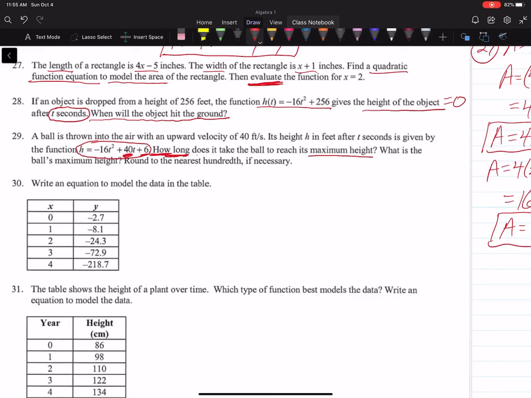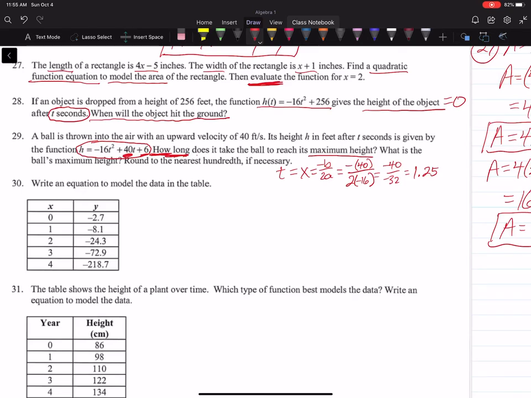Okay, we found lots of vertices on this test. So, same thing. X equals negative b over 2a. Now, understand, in this problem, t is x. T was x in 28 as well. We usually use x and y. This one we're using h and t. So t is x and h is y in this problem. So negative b over 2 times a. B is 40. A is negative 16. So that's negative 40 over negative 32. And 40 divided by 32 is 1.25.